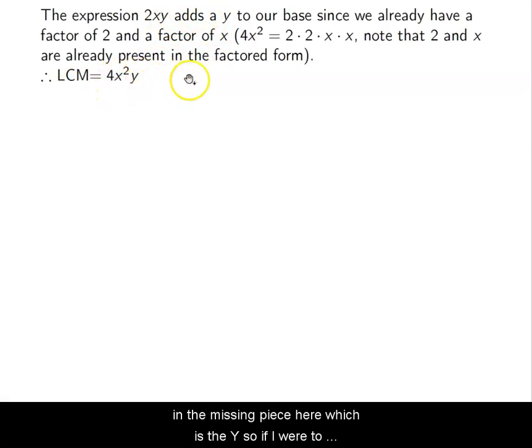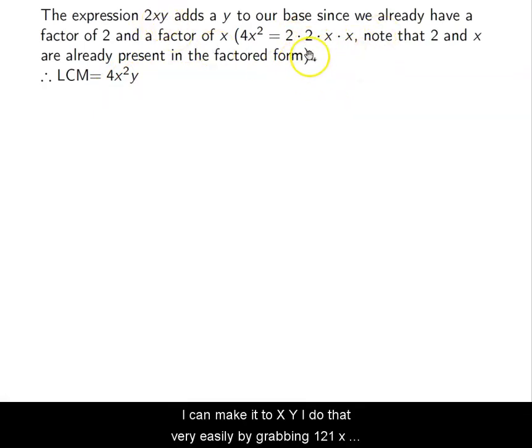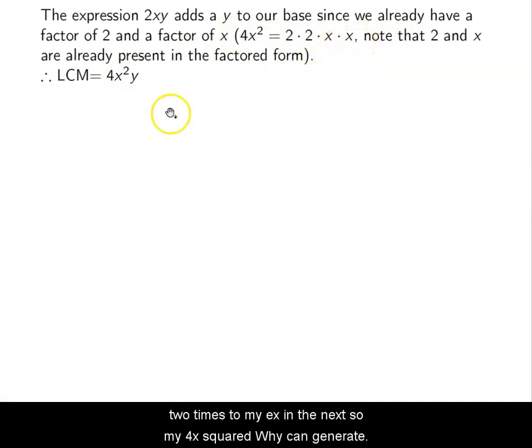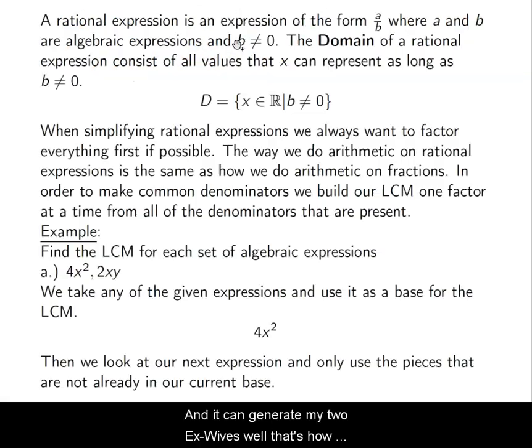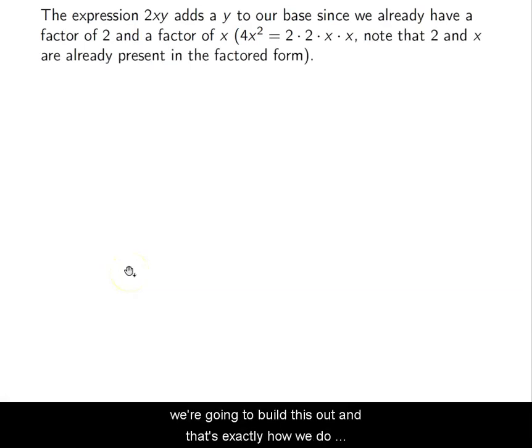So if I were to expand 4x squared y, I would have 2xxy. I can make a 2xy out of that very easily by grabbing 1, 2, 1x, 1y. Or I can make my 4x squared because I have the 2 times 2, my x, and an x. So my 4x squared y can generate my 4x squared, and it can generate my 2xy as well. Okay, so that's how we're going to build this out.